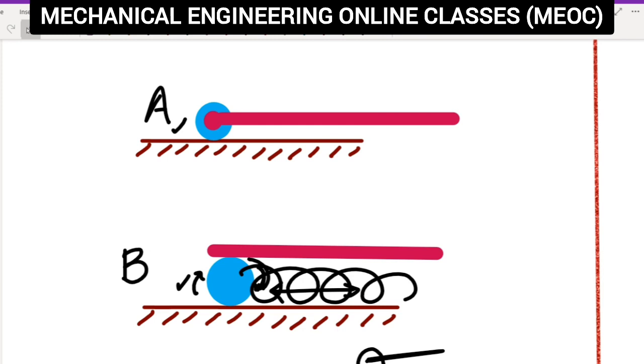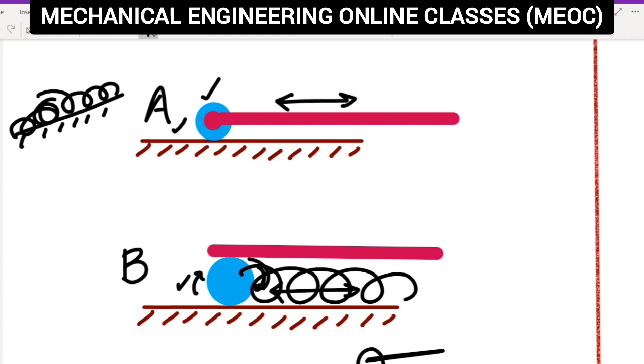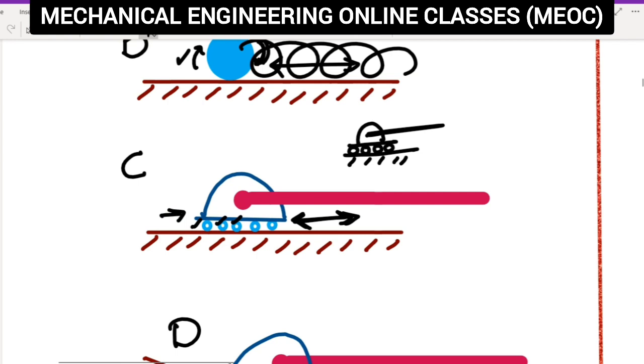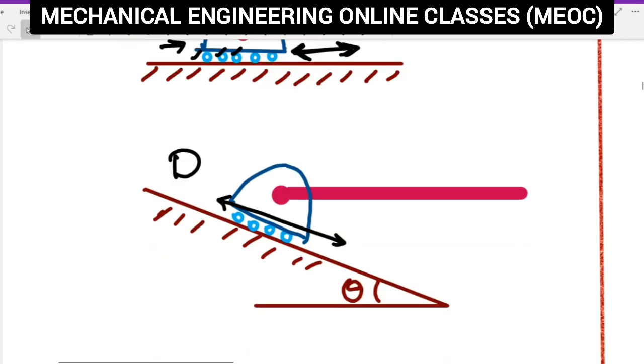Here rolling is happening on the plane of rolling. This blue colored one is a roller. This roller is kept on a flat surface like this, so it is free to roll on the ground. There is no restriction on its horizontal motion. So here also the pink object is free to move along the horizontal plane. Here also the pink object is free to move in the horizontal plane. And in this particular case, this roller is free to move along the inclined plane.